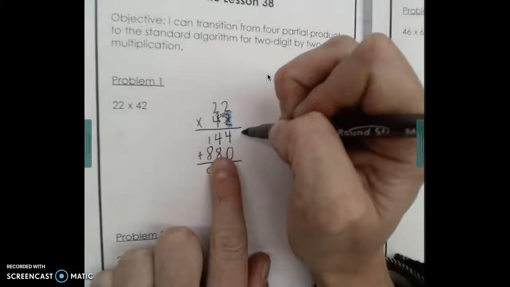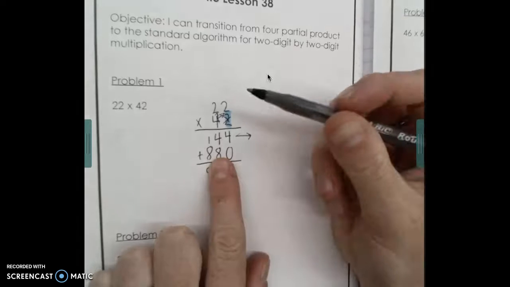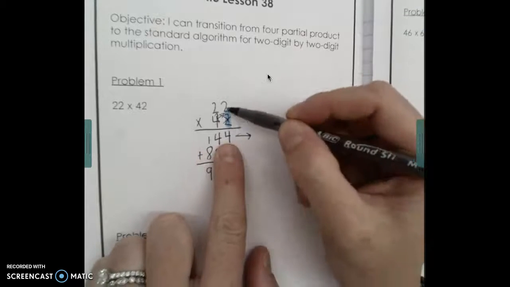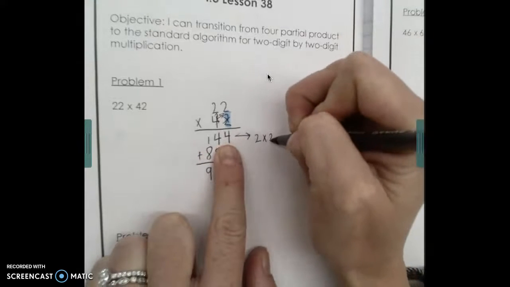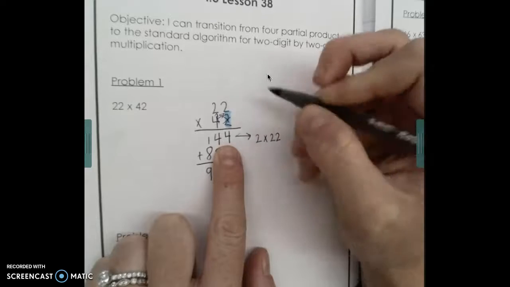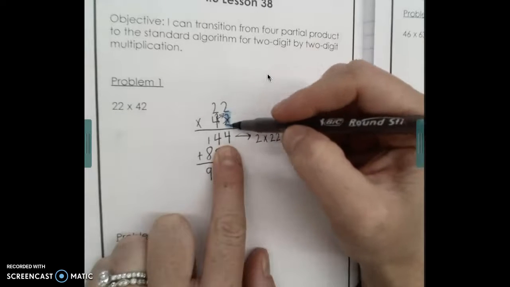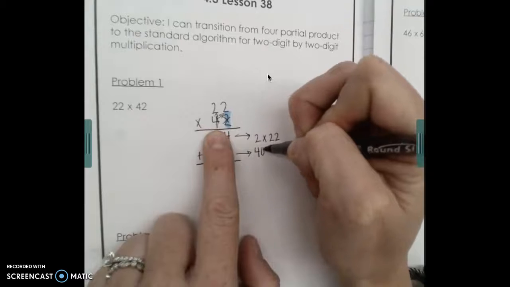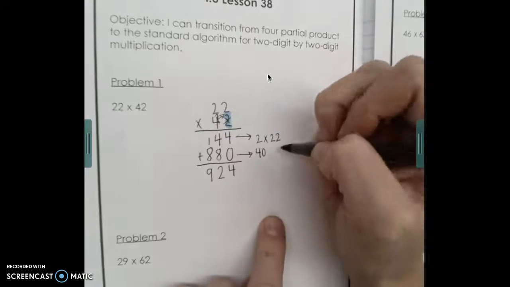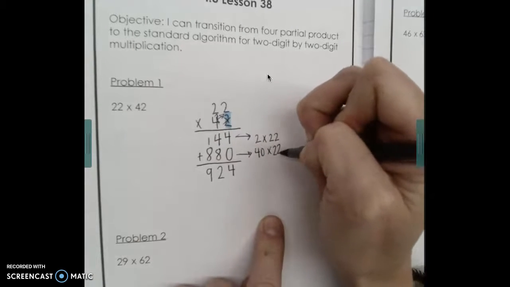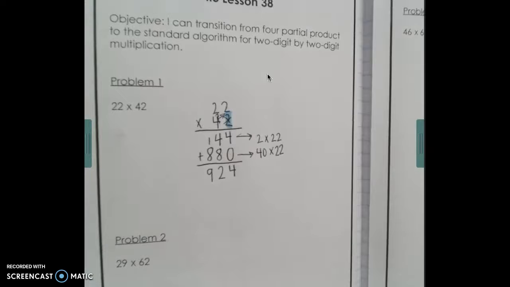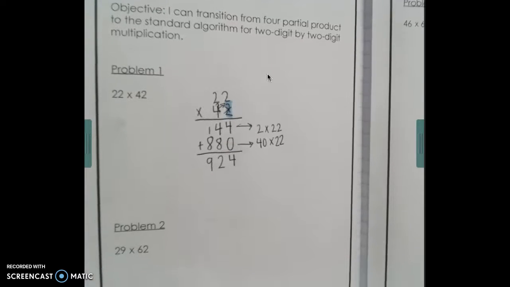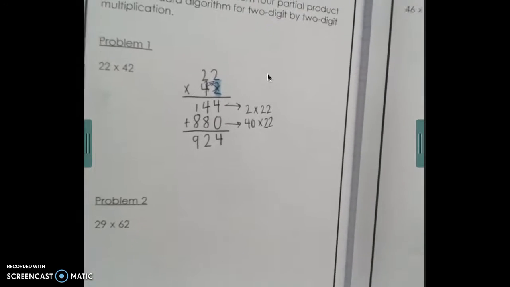And then we're going to write what we were multiplying when we got that. So this is the same thing as when we did 2 times 22, right? And we got 2 times 2, 2 times 2, we got 44. And then this is the same thing as when we did 40, right? 4 in the tens place times 22. Okay, and then that's how we get our final number. Let's go down to problem 2 and we'll practice the same thing.